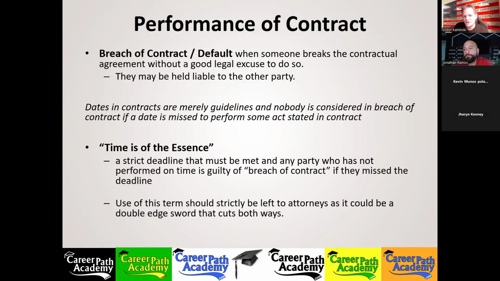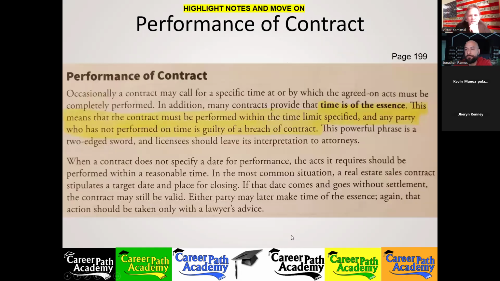So be careful in using this term because it could cut both ways. A strict deadline that must be met in contracts: time of the essence. Another term you need to know. It means the contract must be performed within the time limit specified, and any party who has not performed on time is guilty of breach of contract.